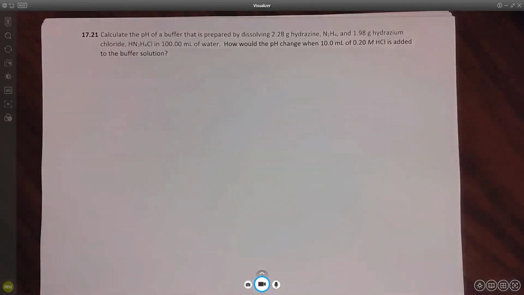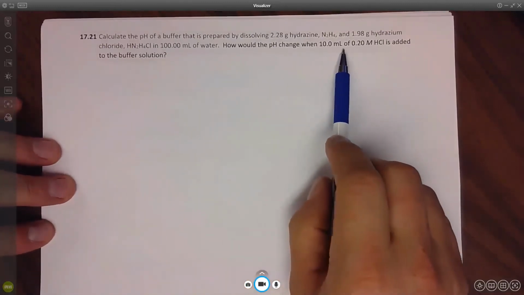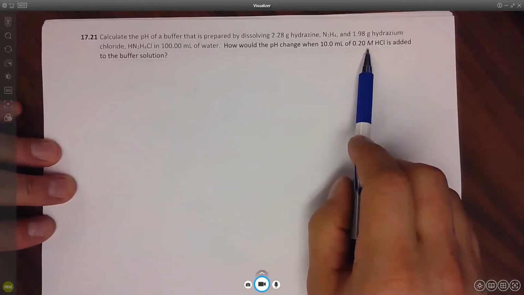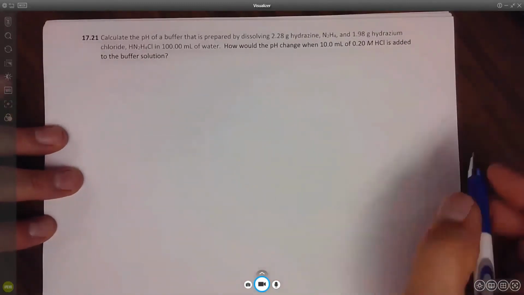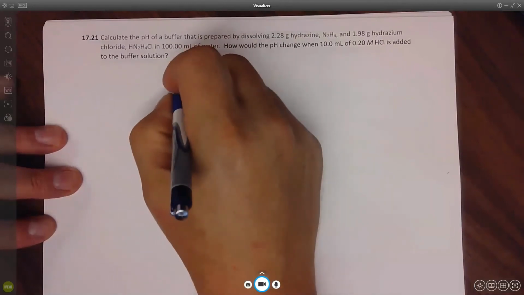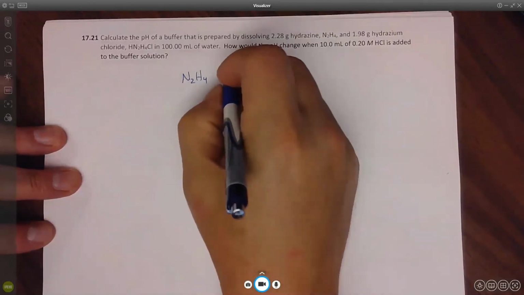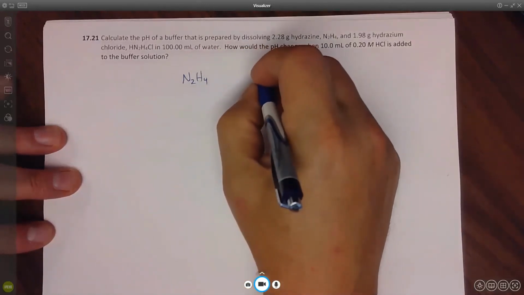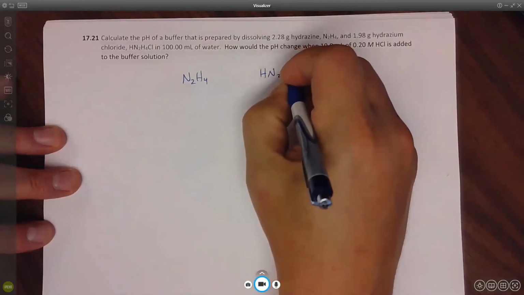Then, so again, we'll come back to this original buffer, but the second part says, how would the pH change when 10 milliliters of 0.2 molar HCl is added to our buffer solution? So basically, we have the buffer, which is just hydrazine and our acid, which is the hydrazinium chloride.